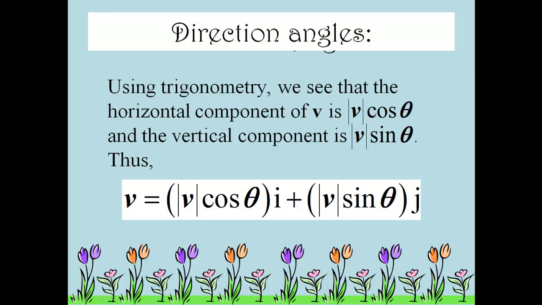So using trigonometry, like we just said, the vertical component and the horizontal component are going to be based on that direction angle. So if we wanted to find the horizontal component of a vector, we just take the magnitude of vector v and multiply it by the cosine of the direction angle. And the vertical component is simply the magnitude of vector v times the sine of that direction angle. And if we write it in the form of a linear combination, you'll see something that looks like this.